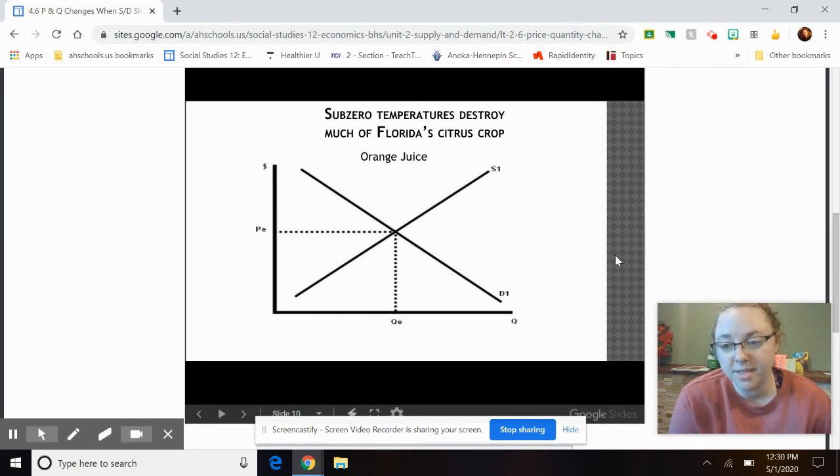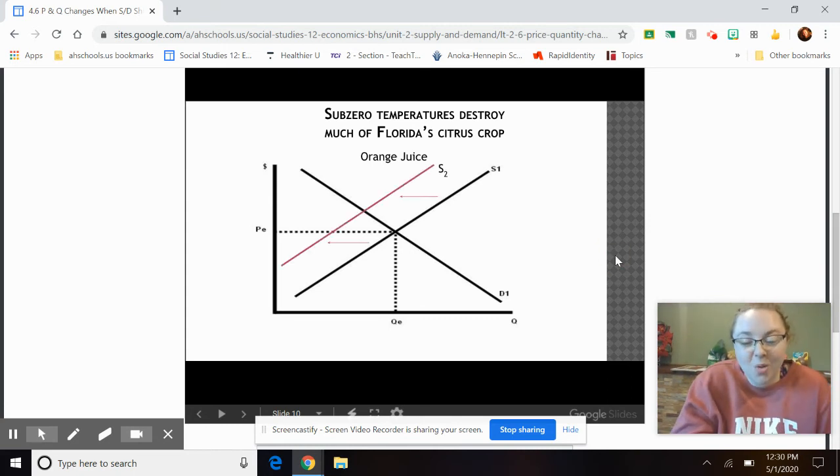So, supply is going to decrease because temperatures destroy the citrus crop. If you don't know anything about citrus, if it gets too cold, citrus dies. Citrus needs warm. So what's going to happen in the market for orange juice? We're going to assume that citrus is an orange and there's going to be less of it available, which means the supply of orange juice is going to go down. There's not going to be as much orange juice available. So the line is going to shift to the left.